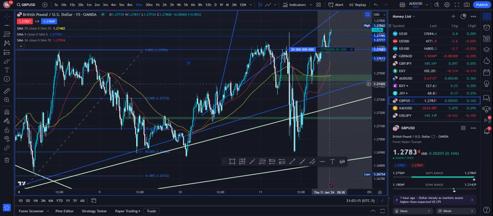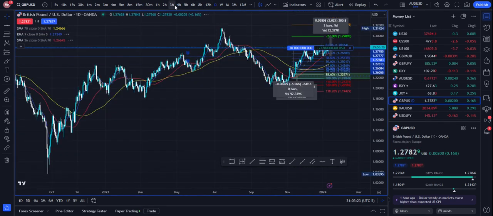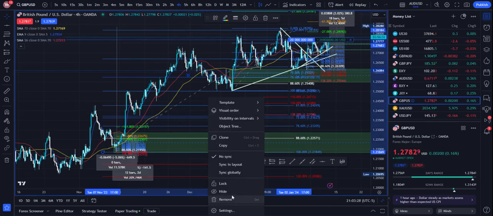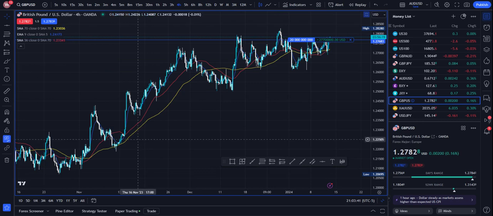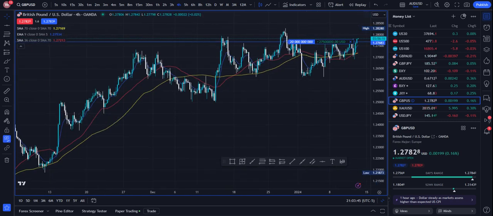Then you have long time frames. The long time frames would be the 4 hour and daily charts. Let me hide some of this so you can see more of the raw price action.